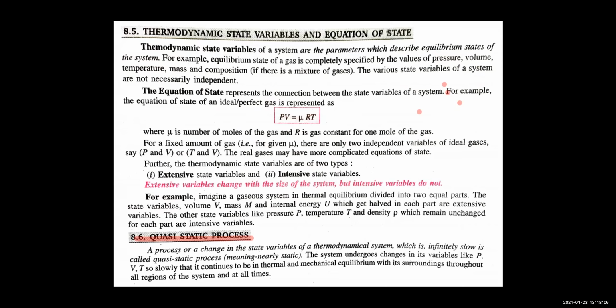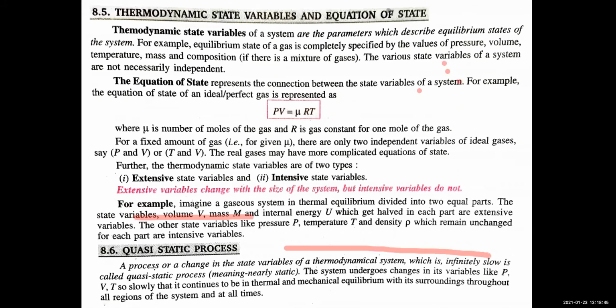It is taking place very slowly, right? And the change that is taking place is so slow that the system always remains in equilibrium with its surrounding. But practically, children, this is not possible. So your quasi-static process is a hypothetical process, right? Such infinitely slow processes are not possible, but here we are going to take that into consideration.